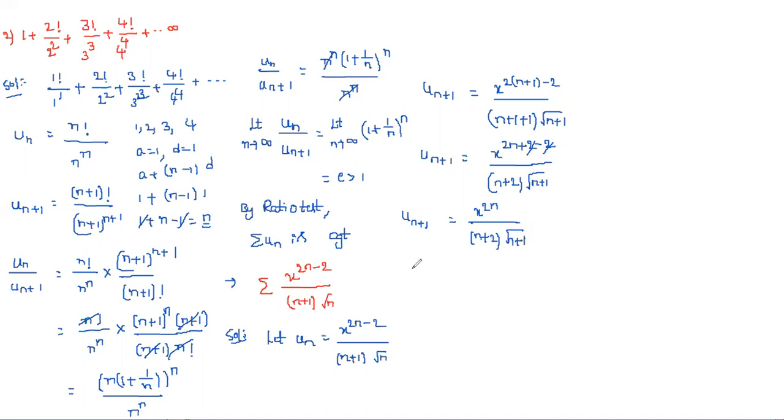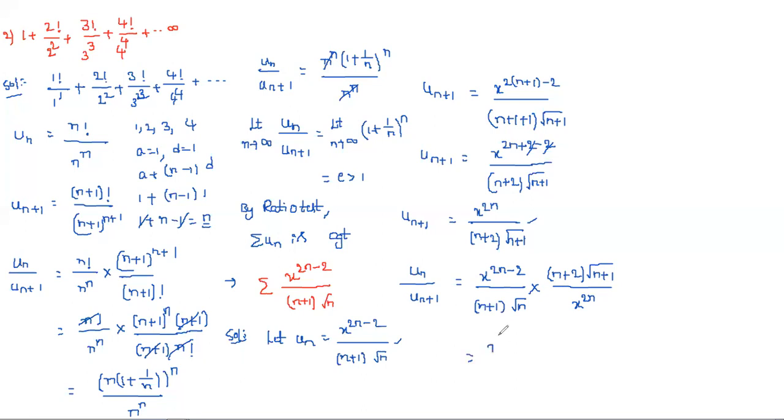And now you can divide these two: un by un plus 1. If you divide, un is this one and un plus 1 is this one. How can you write this? x power 2n minus 2 by (n plus 1) into root n, and un plus 1 comes to the numerator: (n plus 2) into root (n plus 1) by x power 2n. Now we have to simplify this one.